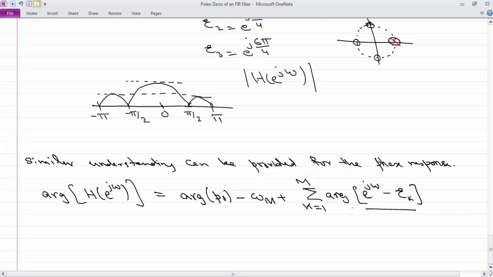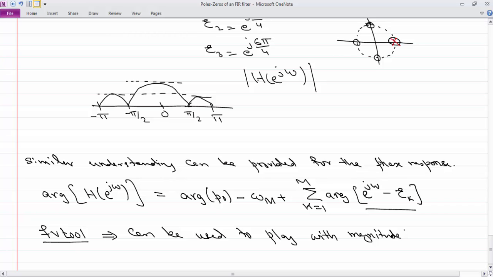But of course, for many zeros, drawing the phase response is not that simple. So we won't go into the details of that, but at least magnitude response is very trivial to evaluate. And one of the things that you can play with in MATLAB is called FVTool. You have seen that earlier too. It can be used to play with magnitude response, magnitude slash phase response, and the locations of the zeros.